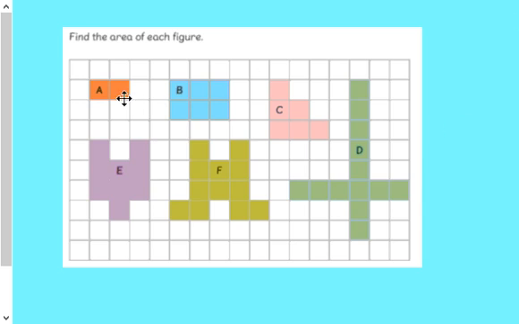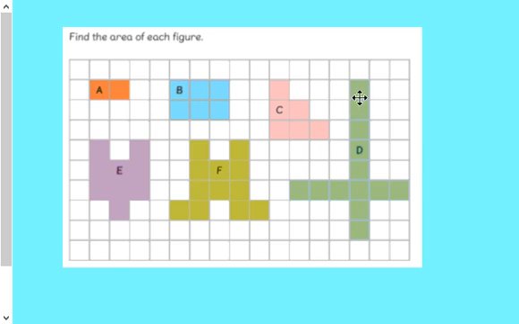Okay, so nice and simple. A would be 2 units. B would be 1, 2, 3, 4, 5, 6 units. C would be 1, 2, 3, 4, 5, 6 units. So again, you can see that this one and this one have the same area, but perhaps different perimeters.